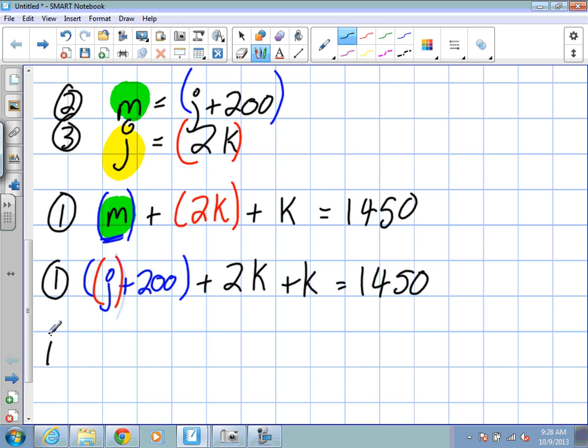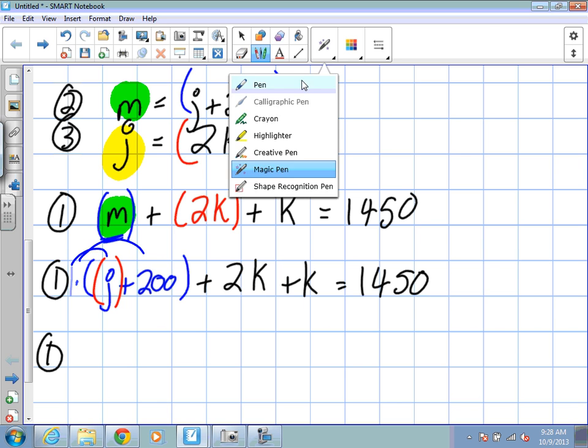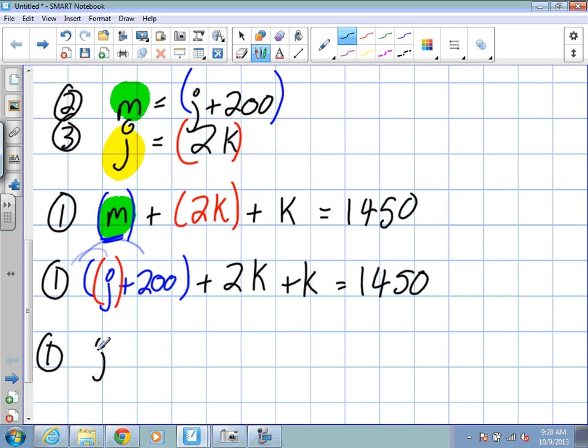Okay. And these brackets are not very important. If we were talking about distributive property, we'd say it's just a value of 1 in front. It keeps everything the same. So we can essentially drop these brackets. Okay, you know what? I'll do that in the next step. So really we have j plus 200 plus 2k plus k equals 1,450.